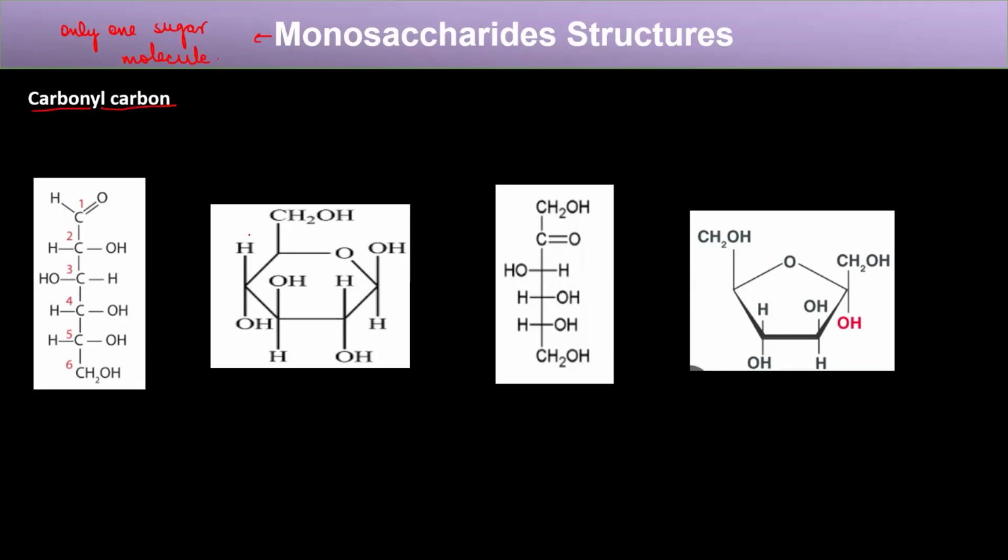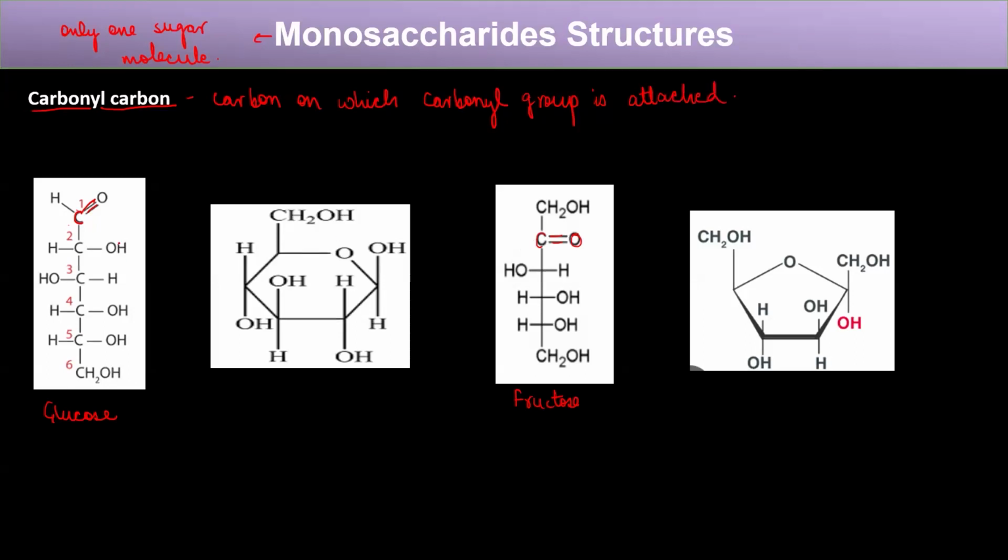So what is carbonyl carbon? If we look at the structure here, we are seeing that there is one carbon to which the functional group is attached, right? This is the example of glucose, right? Similarly, there is one more open chain structure, that is fructose. Here also there is one functional group, CO. So the monosaccharides or the carbohydrates consist of two types of functional group, either the aldehyde, that is CHO, or the CO group, right? Now, what is a carbonyl carbon? So this is the carbonyl carbon actually. So carbonyl carbon is the carbon on which the carbonyl group is attached.